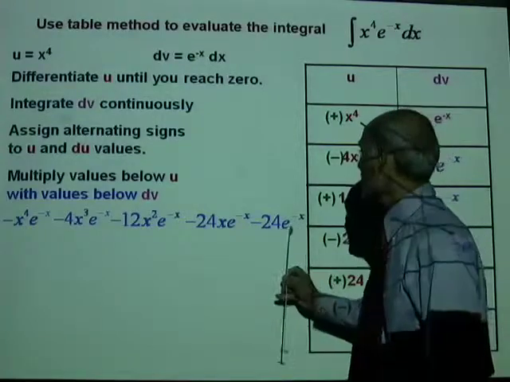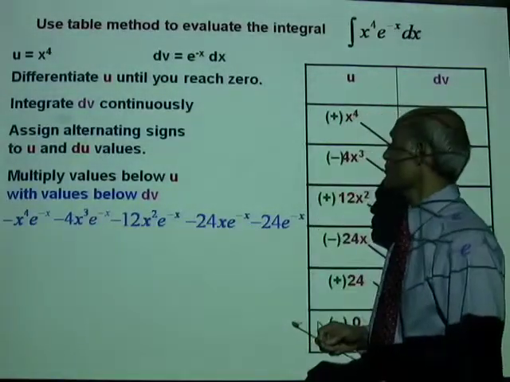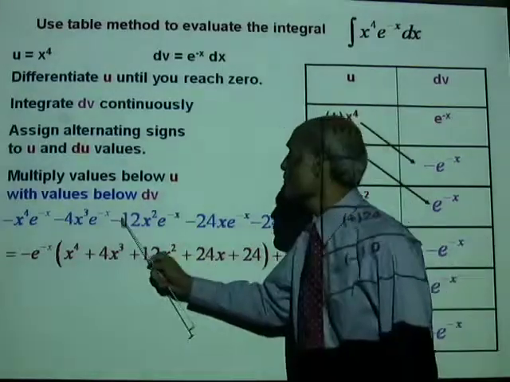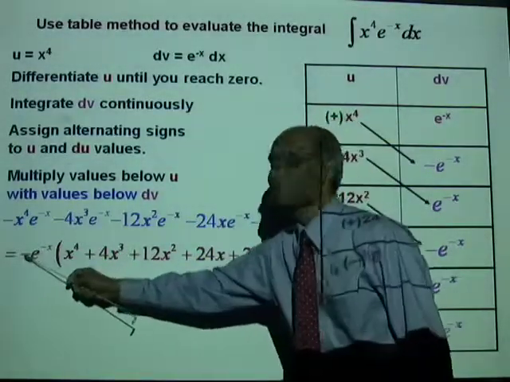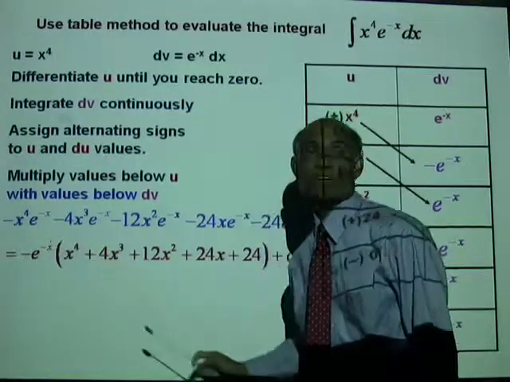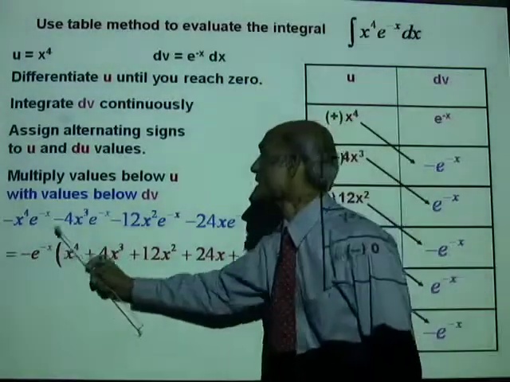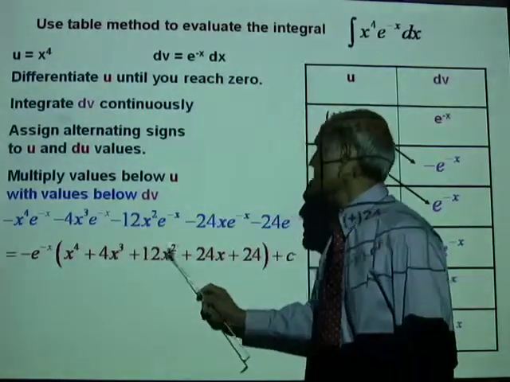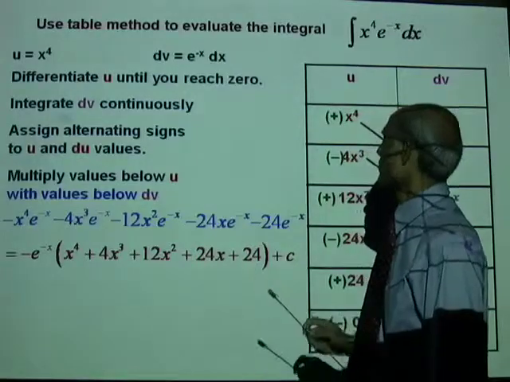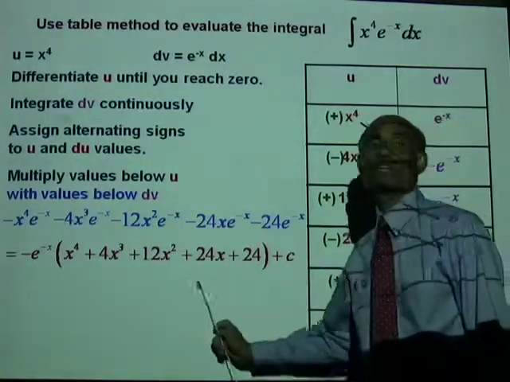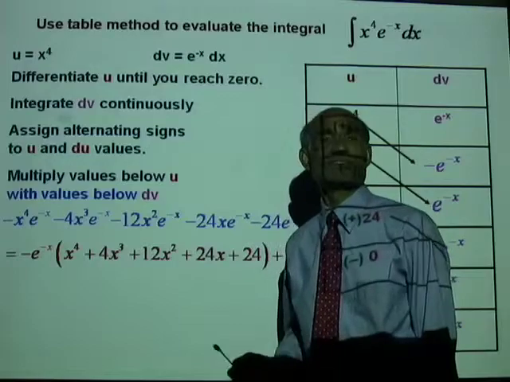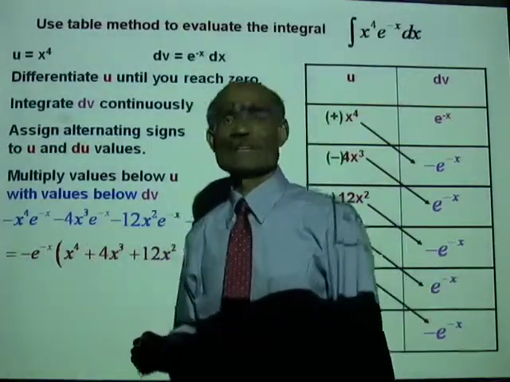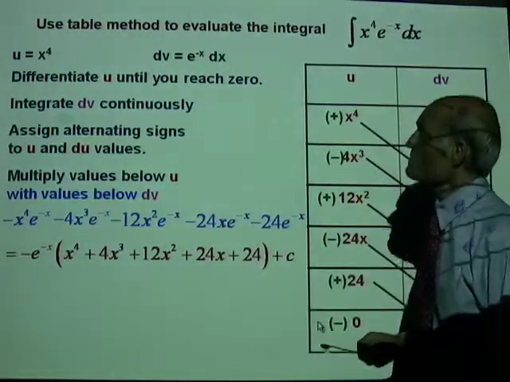All right. What can you pull out from these terms? You can see all these terms are negative. So a negative e to the power of negative x can be taken out, leaving x to the power of 4 plus 4x cubed plus 12x squared plus 24x plus 24 plus c as our result. Isn't this a beautiful way to integrate quantities like this? Yes. Okay, let's move on.